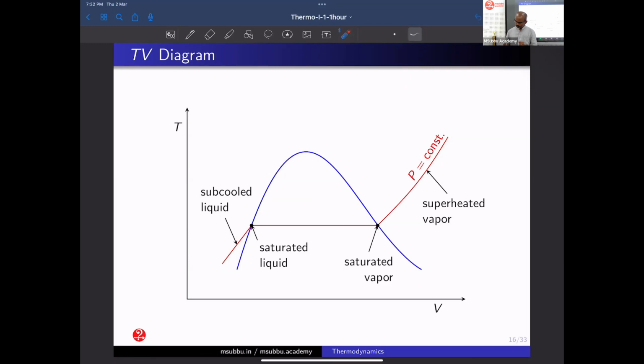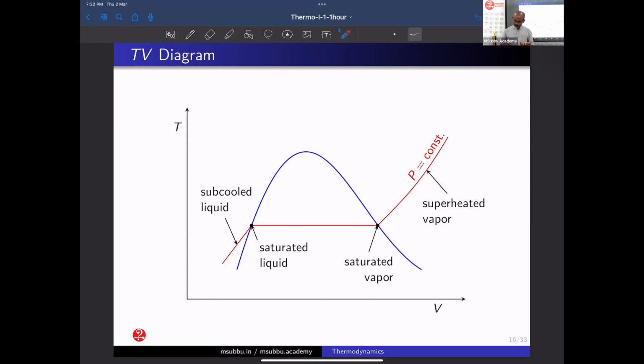And this is the point at which the entire liquid has turned to vapor. At this point we have no liquid presence, that is, the quality of this fluid is 100% vapor. And further addition of heat simply heats up the vapor, which is called superheated vapor. So this corresponds to one pressure.